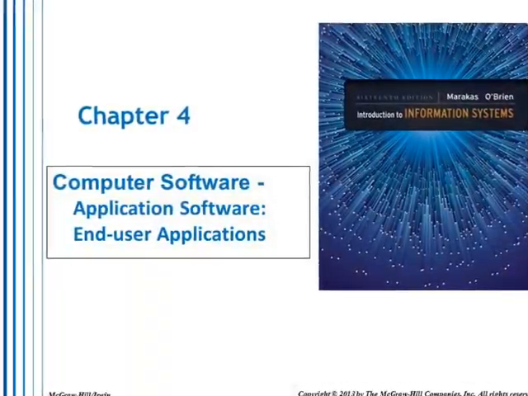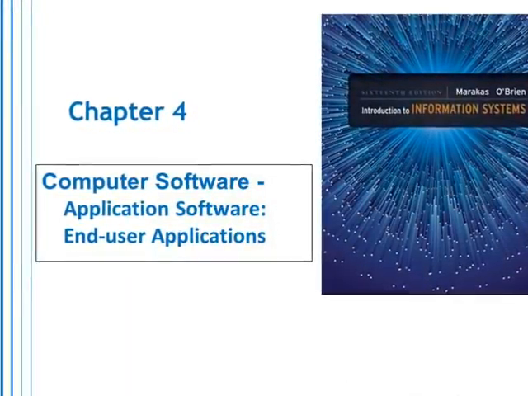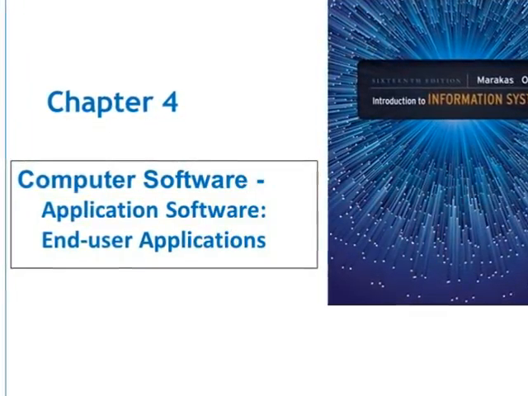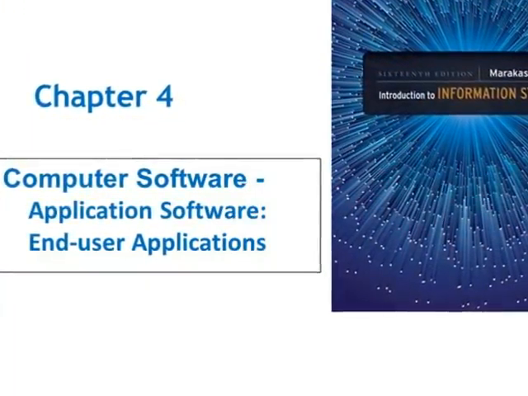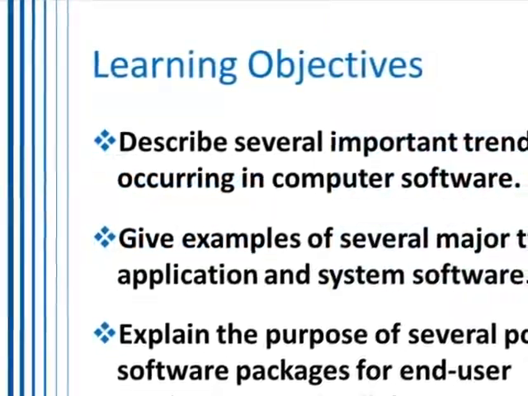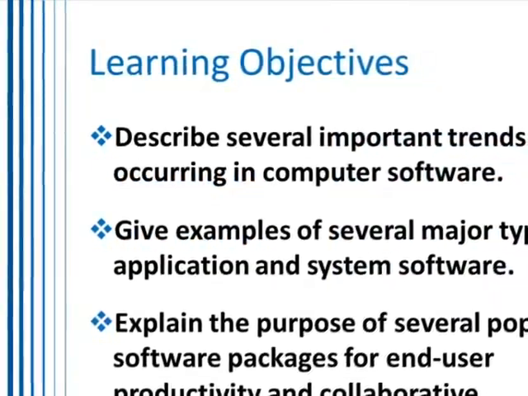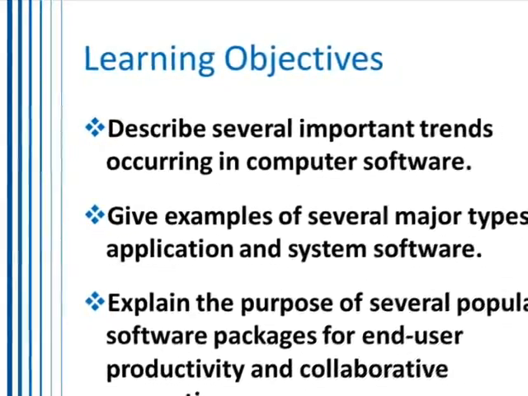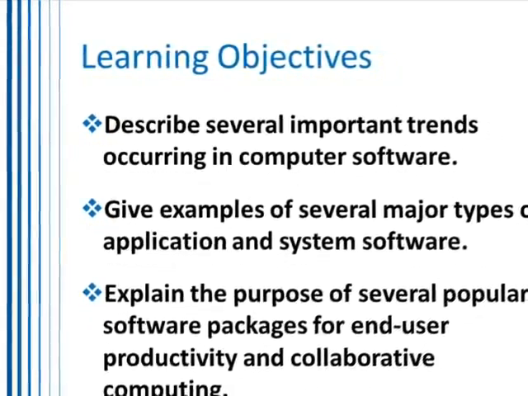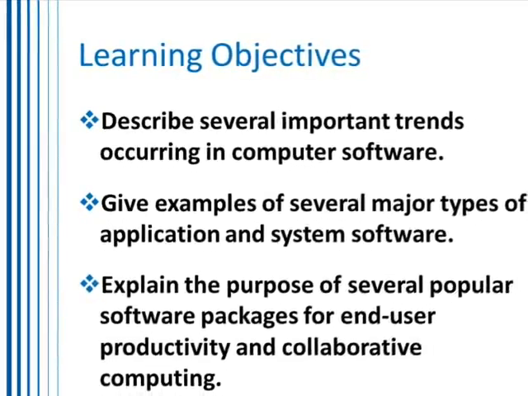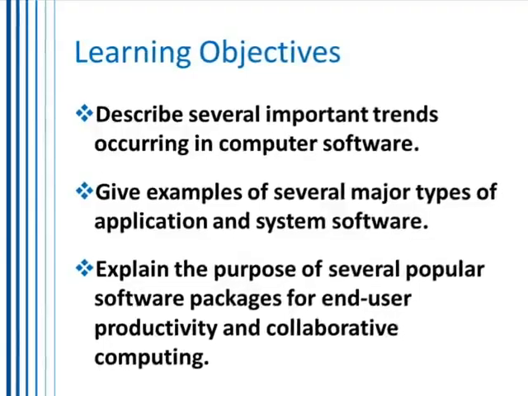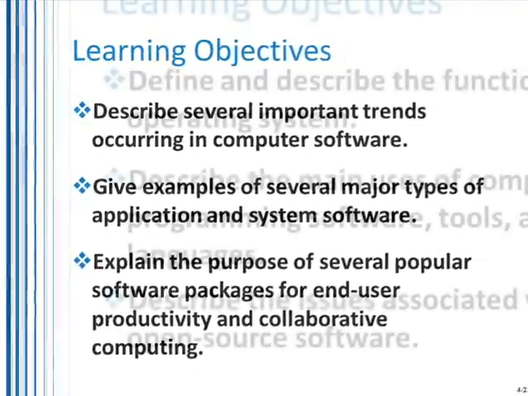Hi, this is Lecture 5, and we're entering into Chapter 4, which is computer software, specifically application software and end-user applications. As with anything in information systems, there's different types of computer software. We want to give you a major example of some of the major types of application and system software, which are uniquely different, and then we'll explain some of the popular software packages and end-user productivity tools.